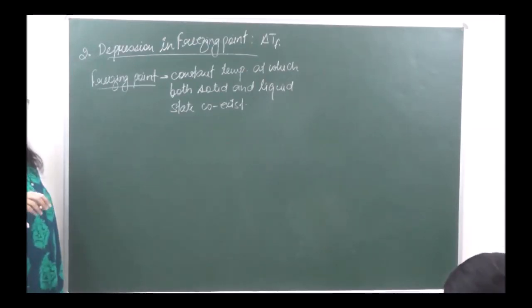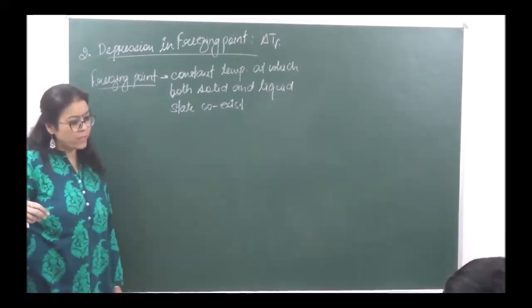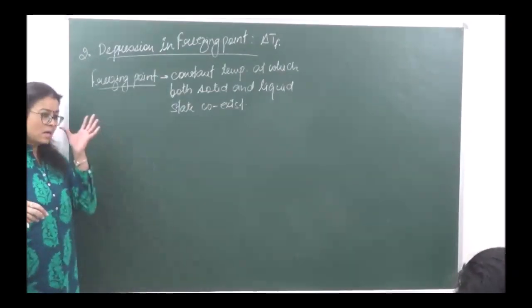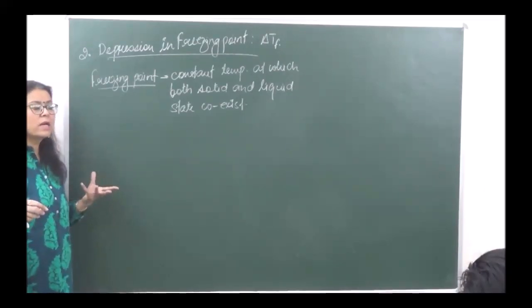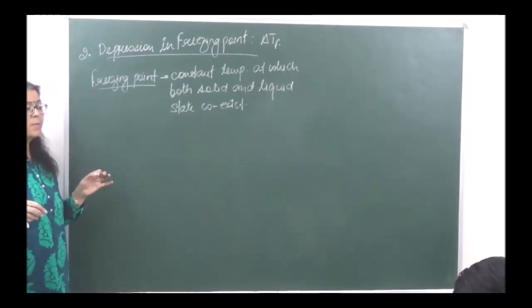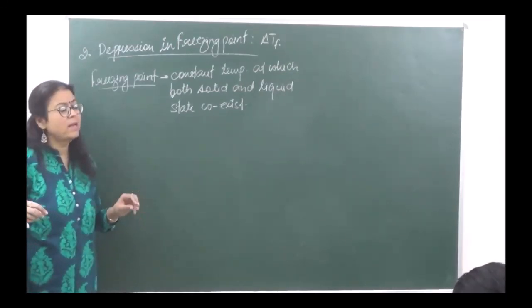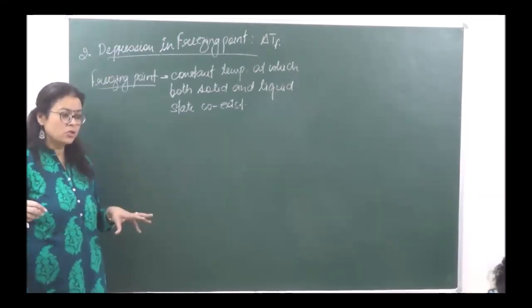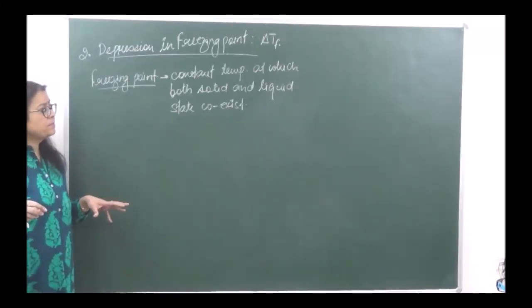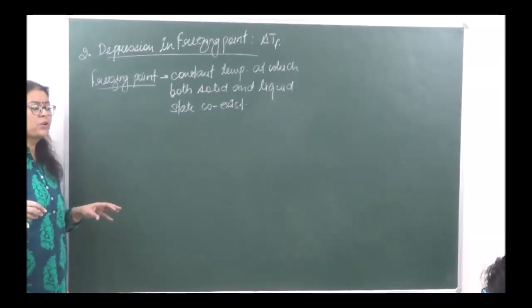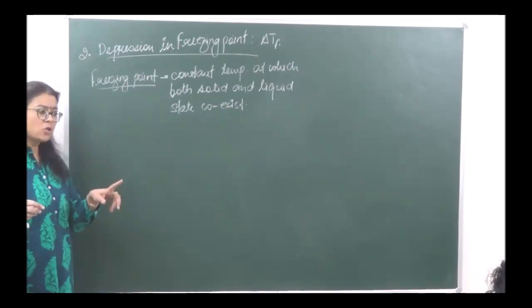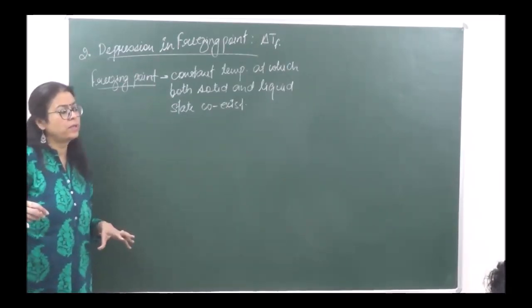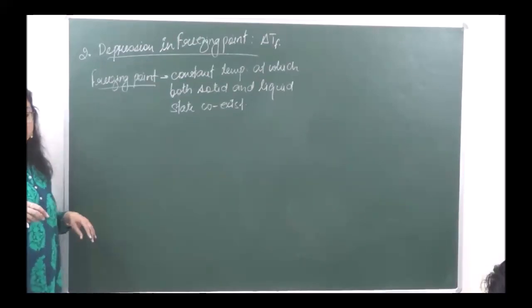Basically, freezing point is what? When the solid is being converted into liquid. The point at which it starts converting into liquid is known as the freezing point. So at that particular point, the solid state is also going to be there, and the liquid state is also going to be there. For example, we say that the freezing point of water is 0 degrees Celsius. So at 0 degrees Celsius, both are going to be there. Ice is also going to be there and water is also going to be there. Got it? So that is what the freezing point is.